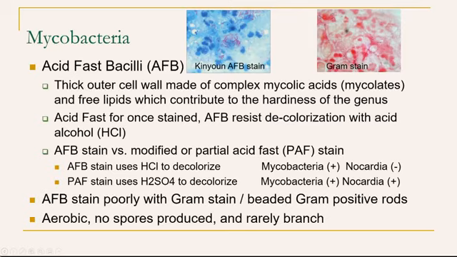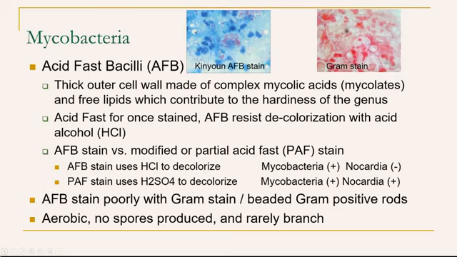You need to make sure that you know the difference between a true AFB stain and a so-called modified or partial acid-fast stain. A true AFB stain uses HCl to decolorize, and mycobacteria will stain with an AFB stain, but organisms such as nocardia will not. A partial acid-fast stain uses H2SO4 to decolorize. The mycobacteria and the nocardia will both stain positive on PAF.